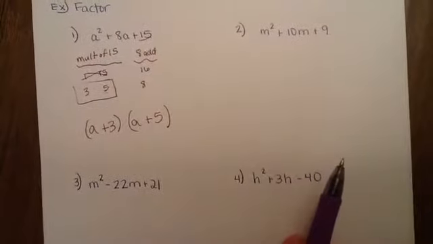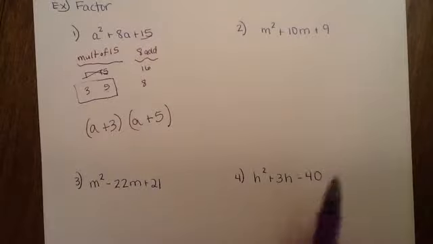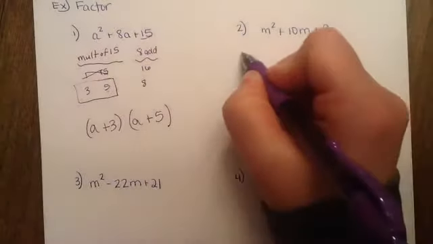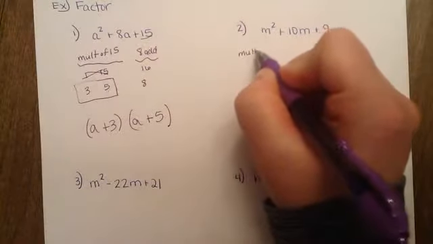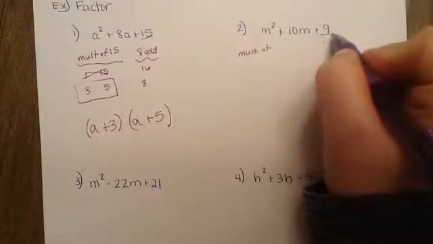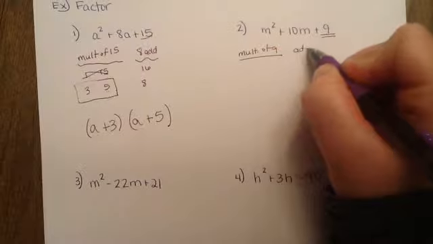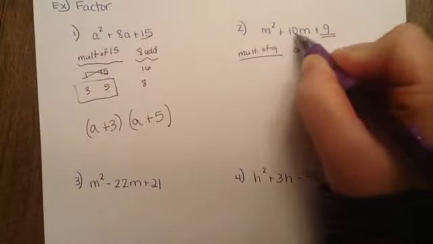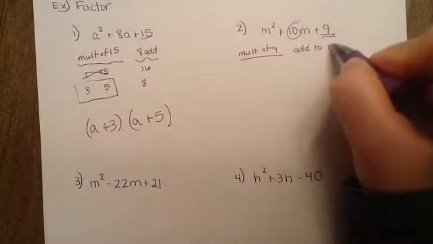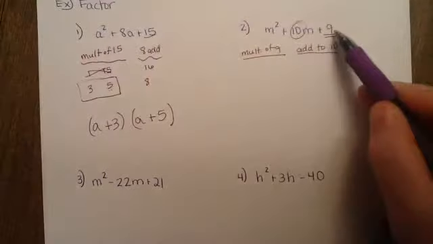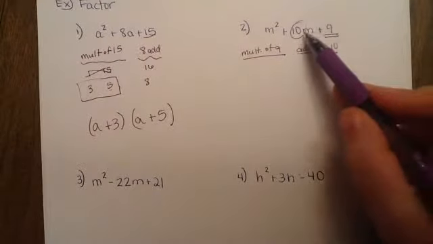Let's take a look at this one. I want to look at the multiples of which value? 9. And I want them to add to the middle 10. So it's always the multiples of the last number that add to the middle number.